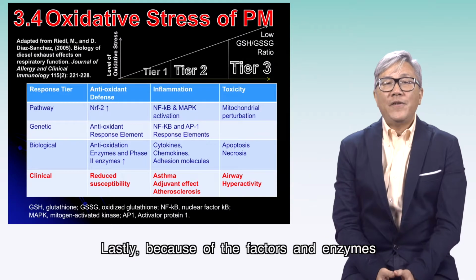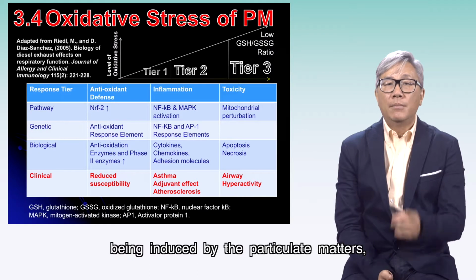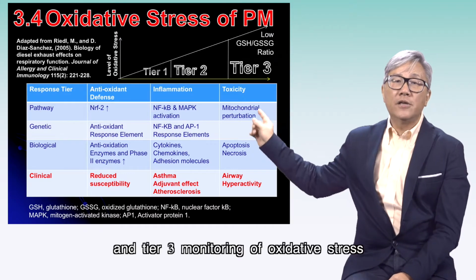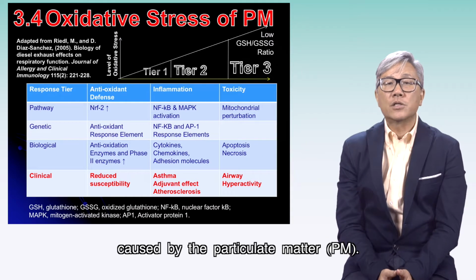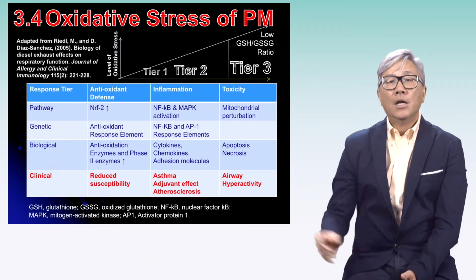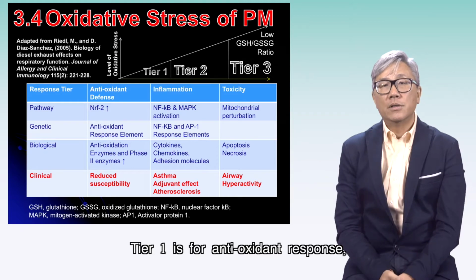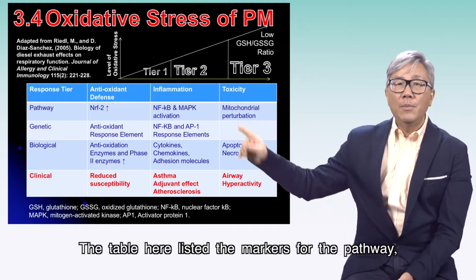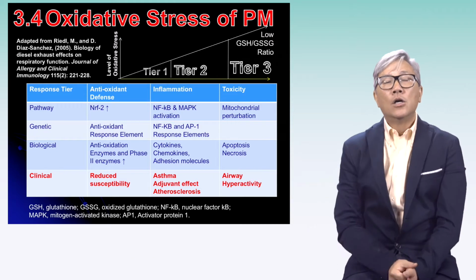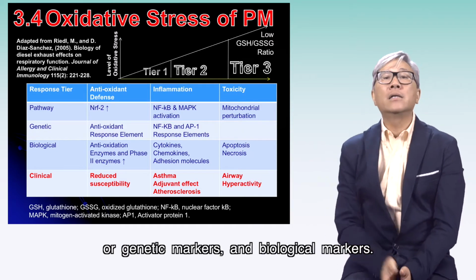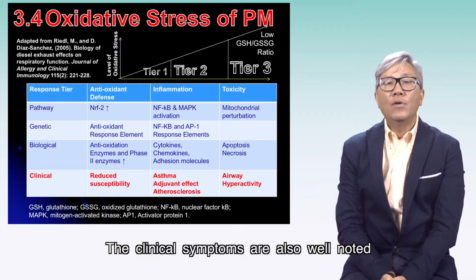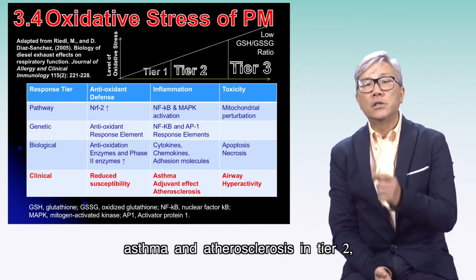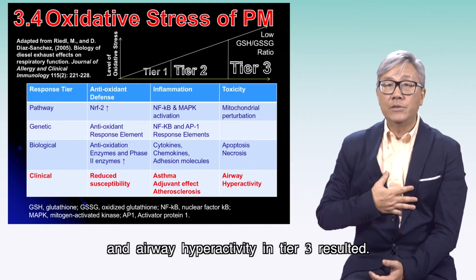Lastly, because of the factors and enzymes being induced by the particulate matters, we can use them for our Tier 1, Tier 2, and Tier 3 monitoring of oxidative stress caused by the particulate matter PM. Tier 1 is for antioxidant response. Tier 2 is for inflammation. Tier 3 is toxicity caused. The table here lists the markers for the pathway or genetic markers and biological markers. The clinical symptoms are also well noted with reduced susceptibility in Tier 1, asthma and atherosclerosis in Tier 2, and airway hyperactivity in Tier 3 result.